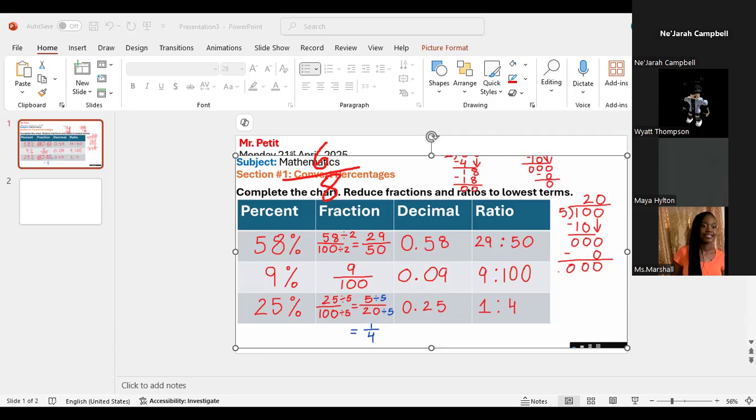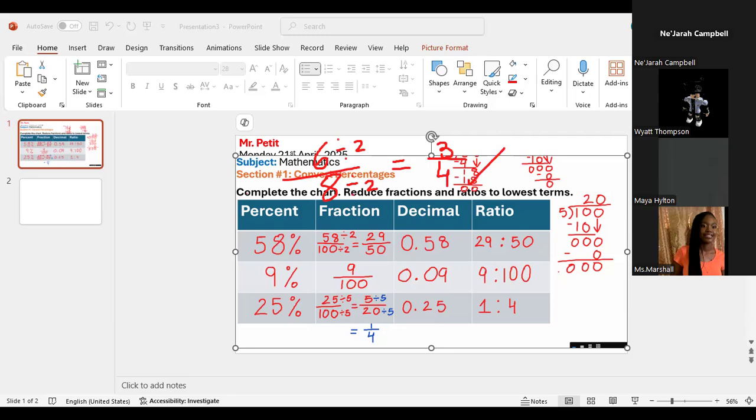Because 4 can go into 6... 2. 6 divided by 2 is what? 3. Very good. And 8 divided by 2 is what? 4. Very good. So it's going to be 3 over 4. Good. Next, what's the next question?